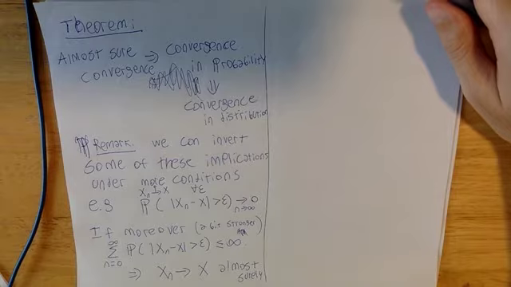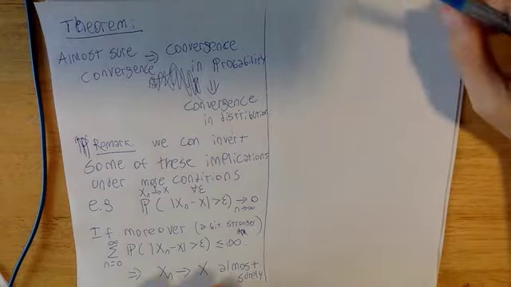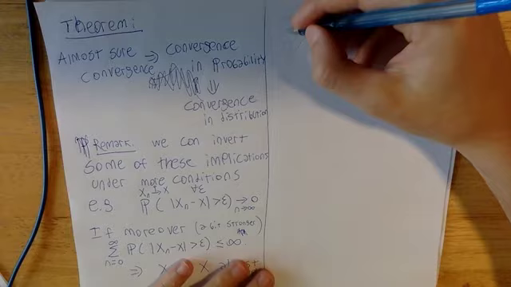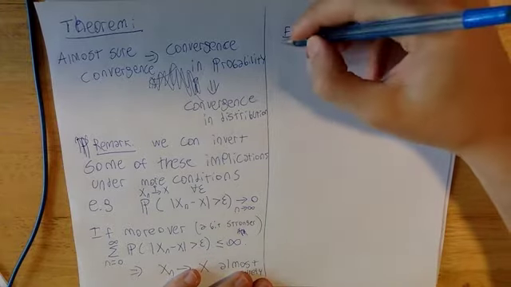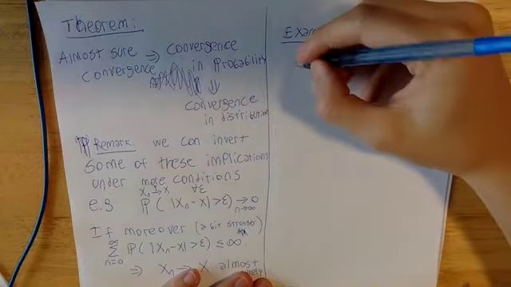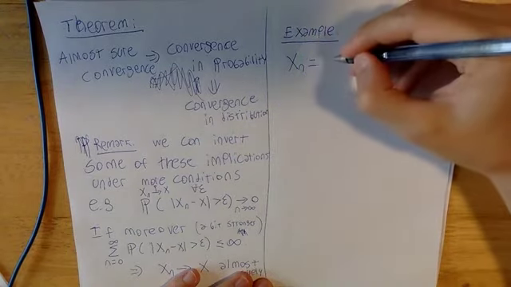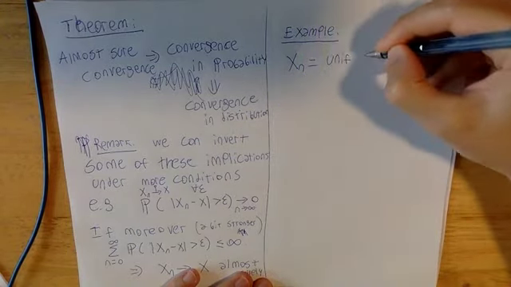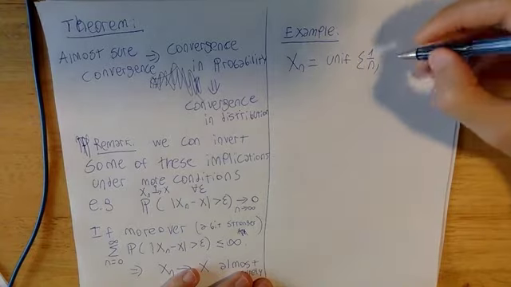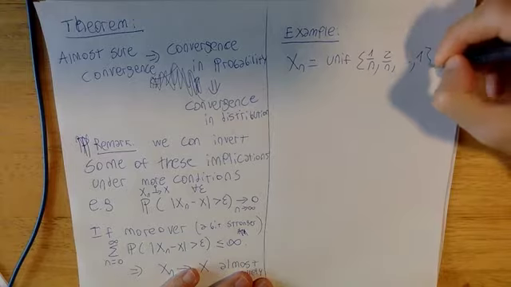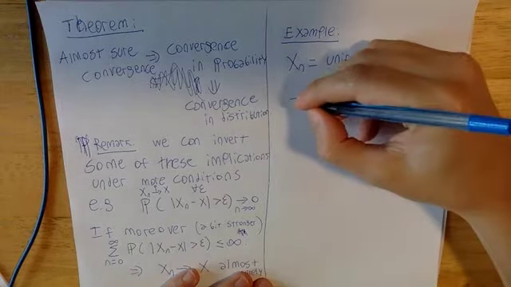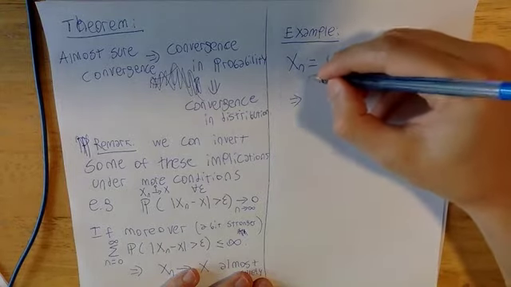Okay, so let's look at an example. So we take X_n, which is uniform between 1 over n, 2 over n, and so on up to 1. So what does this mean? This is a discrete random variable.